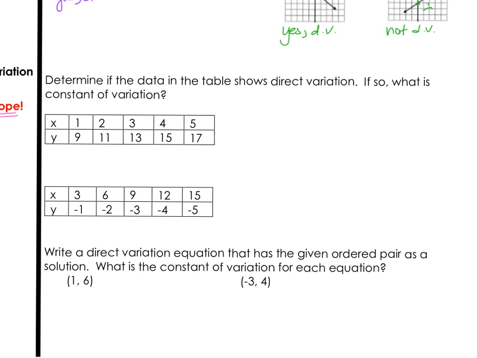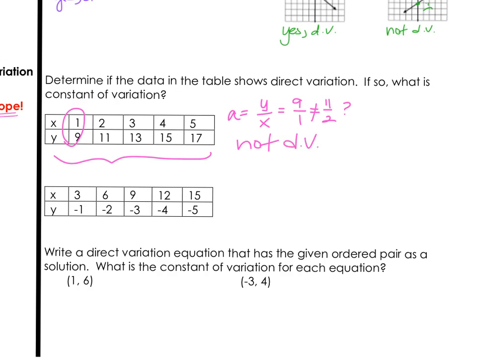Given a set of ordered pairs, determine if the data in the table shows direct variation. If so, what is the constant of variation? Now remember, by definition, the constant of variation is a equals y over x. If we take a look at our set of ordered pairs here, we would have 9 over 1 for that first ordered pair, y over x. And then does that equal 11 over 2? Right away, we know that that fraction doesn't compare. Therefore, this ordered pair set of values does not model direct variation.